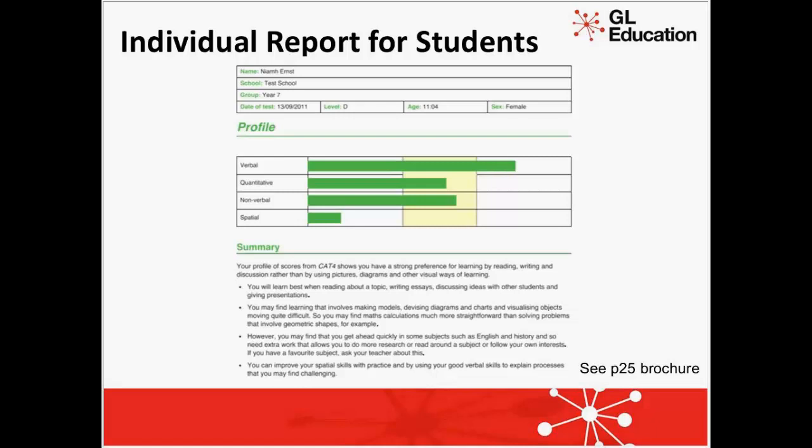Schools who use this most effectively will do a little presentation about what the numbers mean and what CAT4 is, and they'll follow that up with a form session where students look at their own individual reports and go through them, saying what they agree or disagree with. They can also be used really effectively in one-to-one discussions that you may have with students about their progress within school.